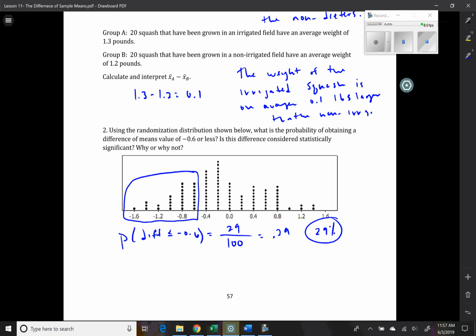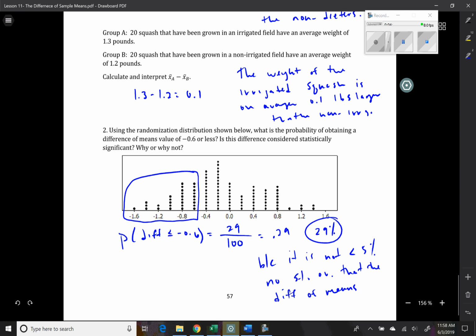So because that chance is not less than 5%, there's no statistical significance between the two means, right? So because it is not less than 5%, there is no statistical evidence that the difference of means makes a difference.